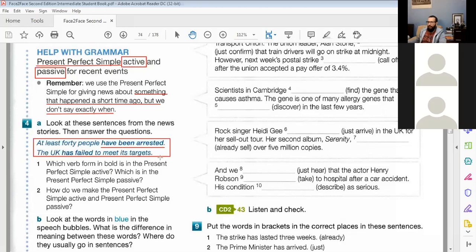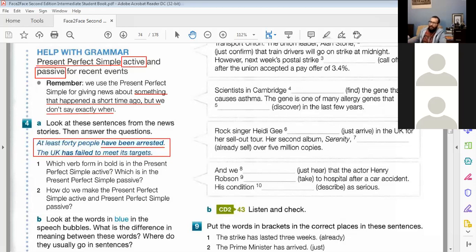The structure of the passive. Correct. And also we don't know the agent, right? We don't know who arrested them. The subject who did the arrest isn't mentioned. Who is it? The police, the army, probably the police, but we don't know. Yes.